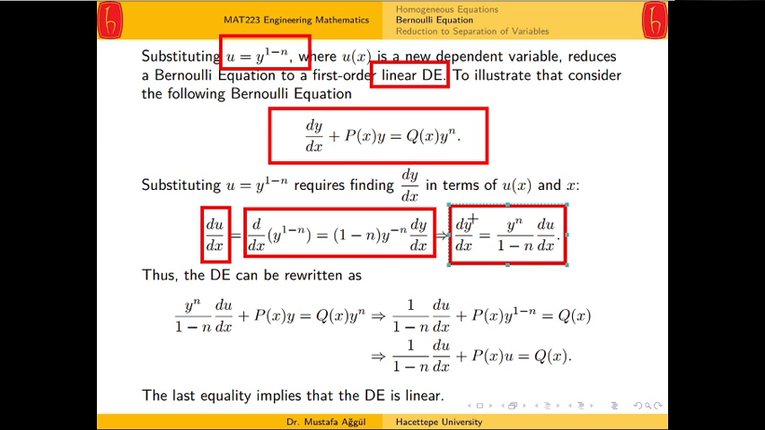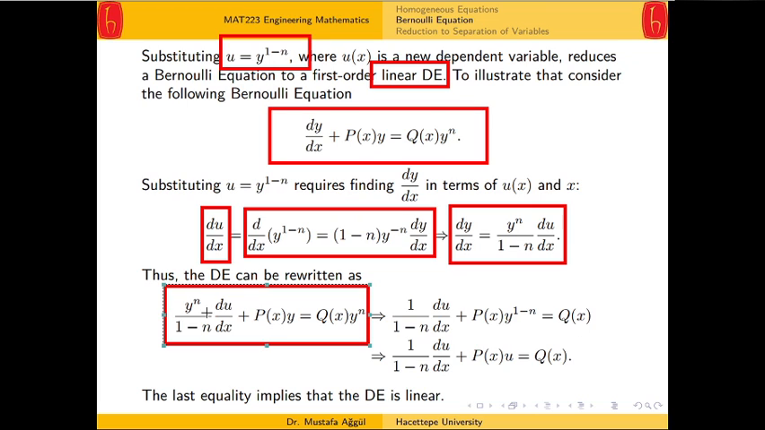Okay, so for dy/dx we need to substitute this expression here. This is there, and also p(x)y will remain as is, and q(x)y to the n will remain there. I could also eliminate this y to the n and use something with respect to u, but I didn't do that because at the end of the day these y to the n's will cancel out, so I don't want to confuse you, and this will already go away.